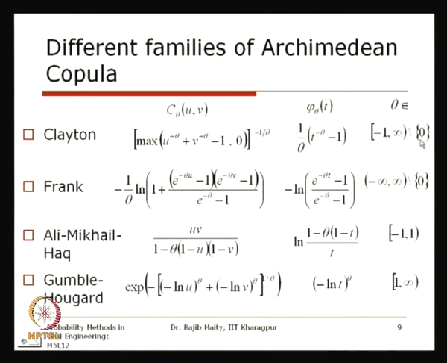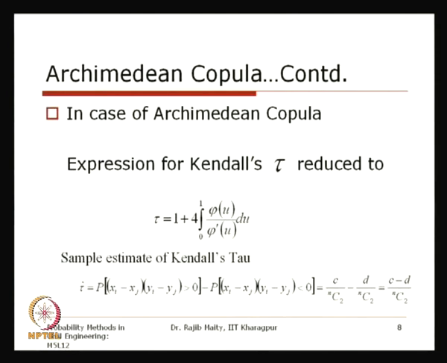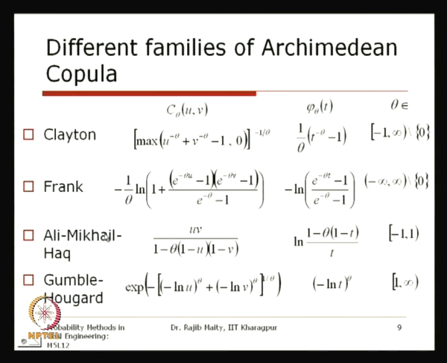Now we will see how this function, which we have seen as phi divided by its first derivative, integrated from 0 to 1 and multiplied by 4, and added to 1, gives the relationship with tau. That is, Kendall's tau equals 1 plus 4 times the integral from 0 to 1 of phi of u by phi prime of u du. We will see for these 4 Archimedean copulas how this is related to tau.